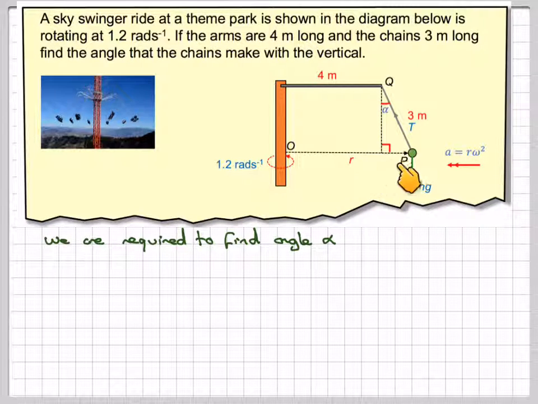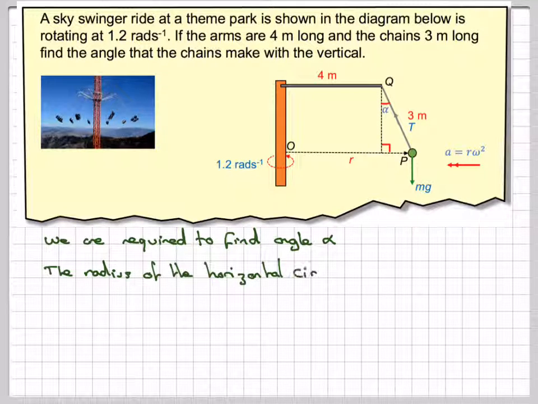First of all, we're going to come up with an expression for the radius. Now the radius is going to be 4 meters plus this little distance here. This distance here is going to be 3 sine alpha. So the radius of the horizontal circle is going to be 4 plus 3 sine alpha, and alpha we have to actually determine.